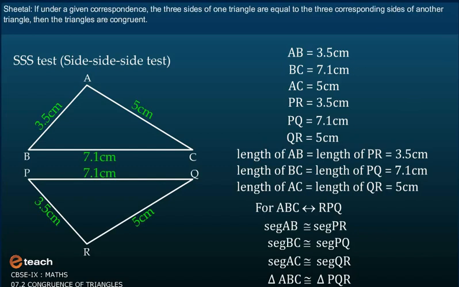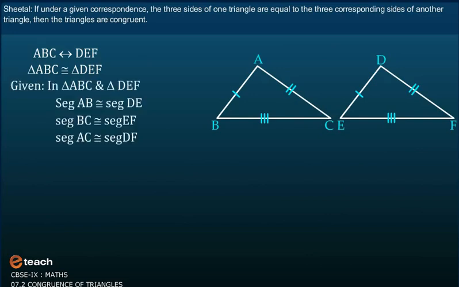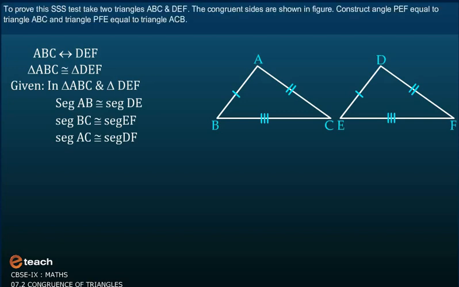Sheetal says, if under a given correspondence, the three sides of one triangle are equal to the three corresponding sides of another triangle, then the triangles are congruent. To prove this SSS test, take two triangles, ABC and DEF. The congruent sides are shown in the figure.